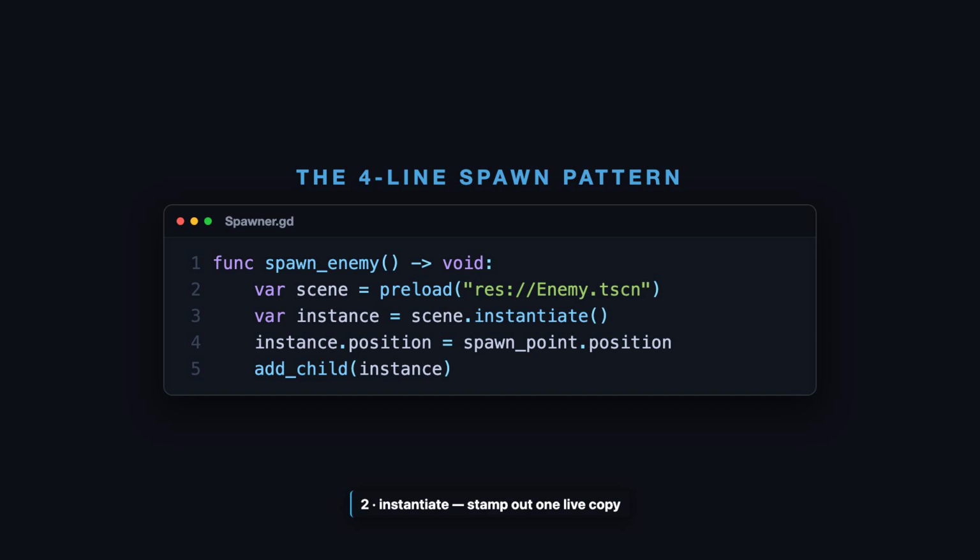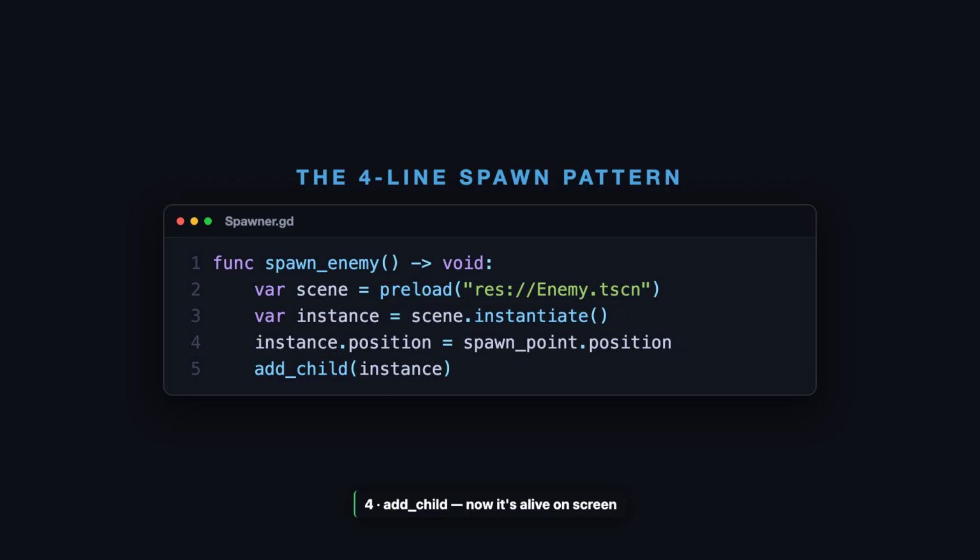Line 3, set its position. This is where the spawned object appears in your world. We'll go deep on positioning in a minute. Line 4, add child. Until you add the instance to the scene tree, it exists, but it's invisible and inert. Add child is the moment it comes alive on screen.